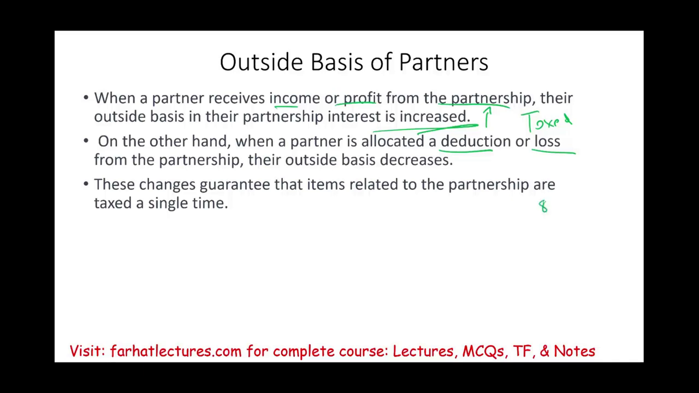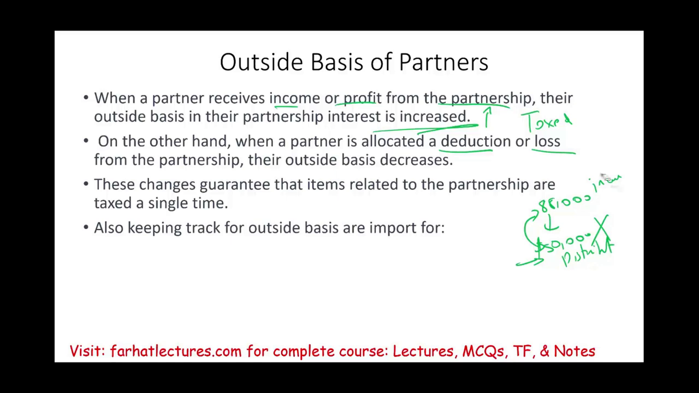Because remember what happened to Noah. Noah was allocated 88,000 in income for that particular year. Now, if Noah withdrew $50,000, because Noah wants to put a down payment on a new home, Noah took $50,000 out as a distribution. That's when Noah receives the cash. That transaction is no longer taxable. Why? Because Noah already paid taxes on this income when it was allocated to them.